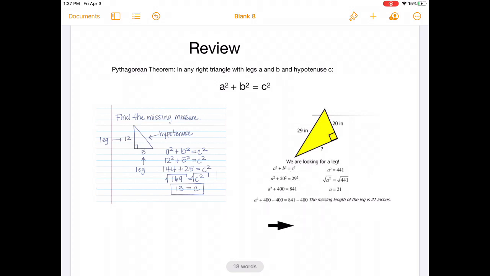Now there is an assignment in ALEKS for the Pythagorean theorem for you to complete, and then later on in the week we'll look a little bit more in depth at the Pythagorean theorem and how to apply it repeatedly for some Study Island problems.